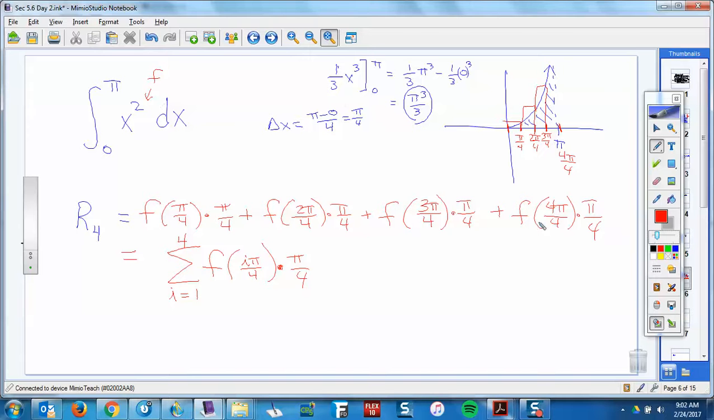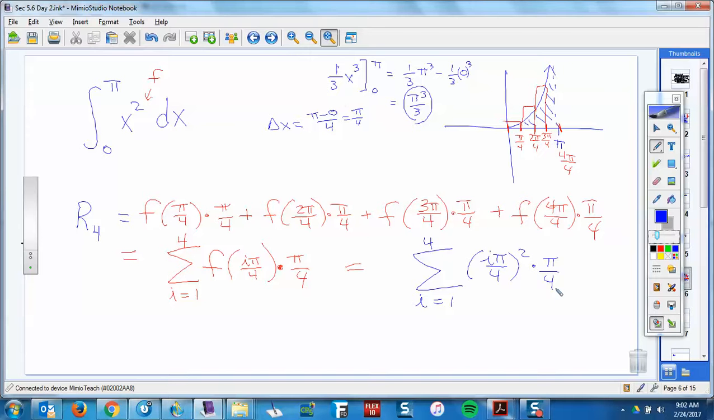Remember I said I always want to do this in F notation first? Now let's take it out of F notation and put it into the function. But remember the shorthand? If this is F of x, which is x squared, what's F of a? a squared. What's F of any shorthand? That shorthand squared. So what's F of i pi fourths? That's i pi fourths squared times pi fourths.